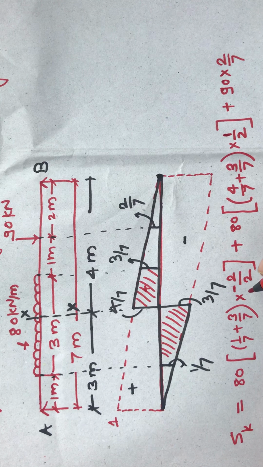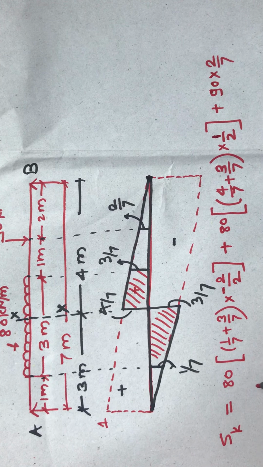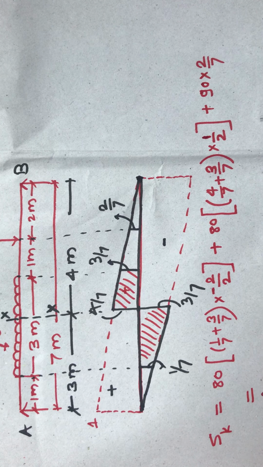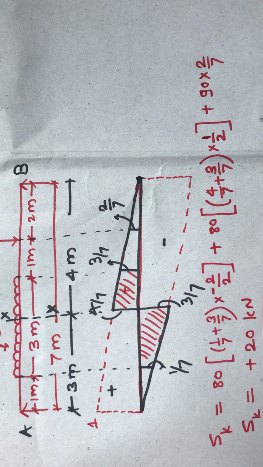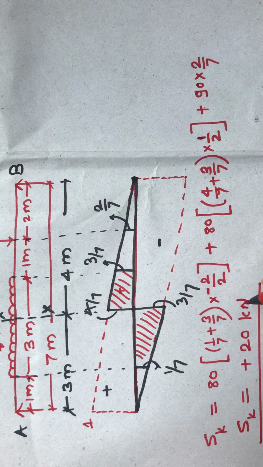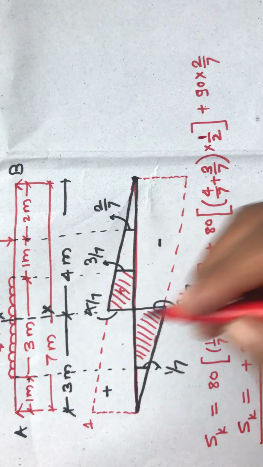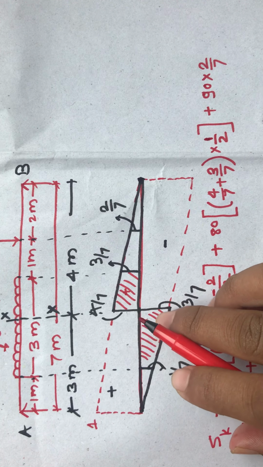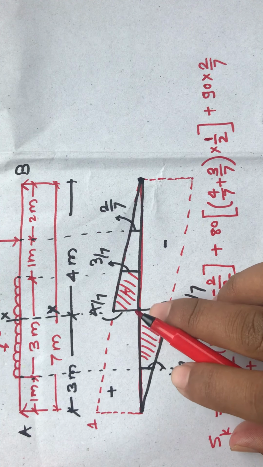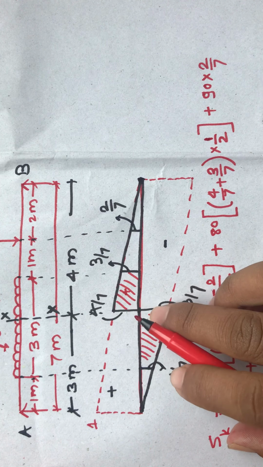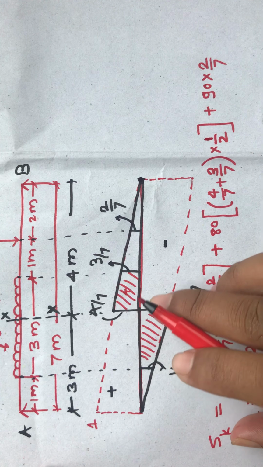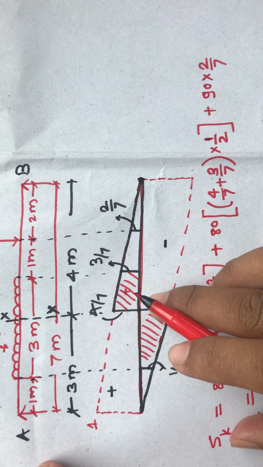So this is the total shear force. Okay, so this must be equal to plus 20 kN. So this is the shear force calculation at a given section if you know the ILD, the ILD for the shear force. Okay, it is very simple.